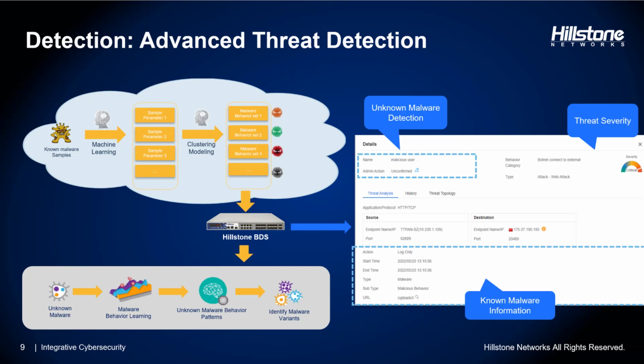For advanced threat detection, Hillstone NDR BDS leverages machine learning algorithms to analyze vast amounts of data to identify patterns and anomalies that may indicate potential threats. By continuously learning from historical data and adapting to new information, these algorithms enhance our ability to detect and respond to cyber threats with greater speed and accuracy.